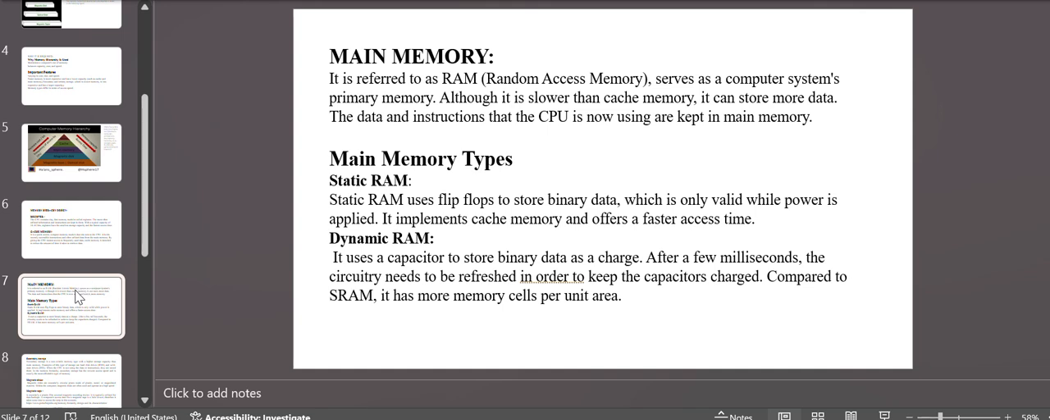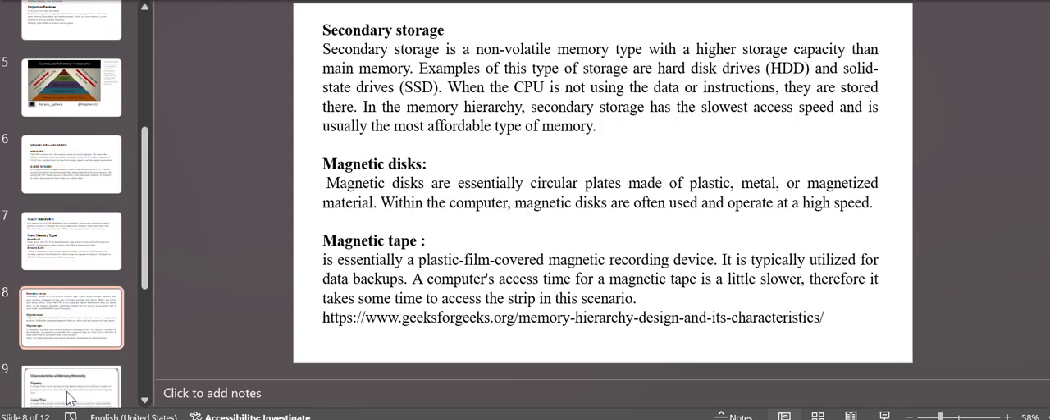Main memory types are static RAM and dynamic RAM. Static RAM uses flip-flops to store binary data, which is only valid while power is applied. It implements cache memory and offers the fastest access time. And dynamic RAM uses a capacitor to store binary data as a charge. After a few milliseconds, the circuit needs to be refreshed in order to keep the capacitor charged. Compared to SRAM, it has more cells per unit area.